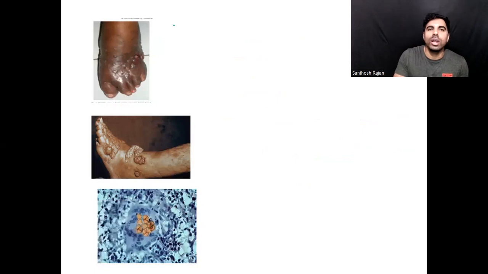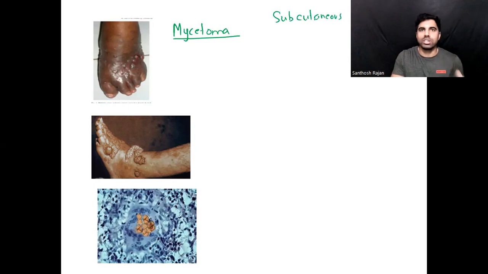This is basically what your mycetoma. Before going to mycetoma, once again, we have to talk about the classification. We have superficial fungal infections like pityriasis versicolor, tinea, etc. Then we have subcutaneous, then we have dimorphic fungi, and systemic fungi. But in subcutaneous fungi, the shortcut is MRCS.